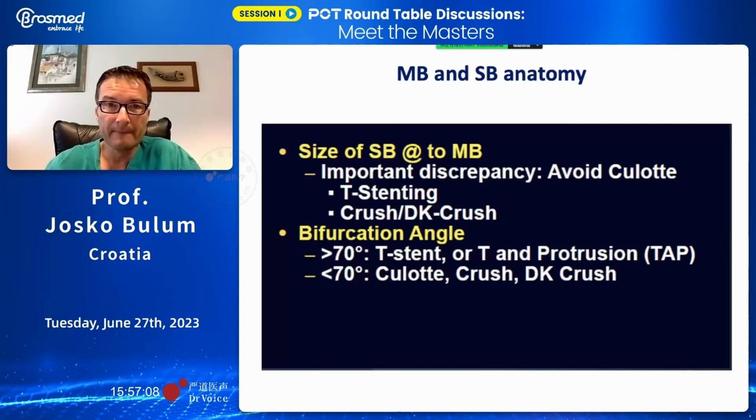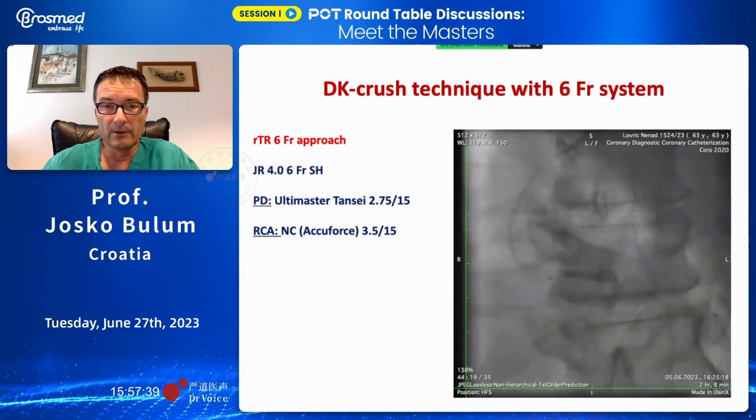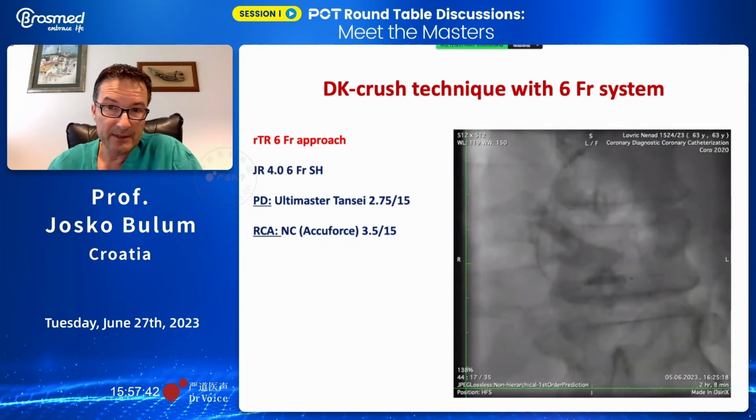When you look at the general principle for bifurcation lesions, in the case of important discrepancy between the sizes of the 2 branches, which is the case here because the PD was maximum 2.75, but the PL was at least 3.5, this is the case for the crush, or today for the DK crush technique. So when you look at the steps, which is very popular among younger cardiologists, when you want to do the DK crush, you have at least 17 steps, 2 of them being POT. This procedure was done with the same 6 French system.